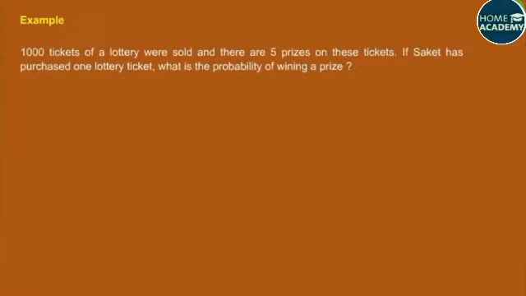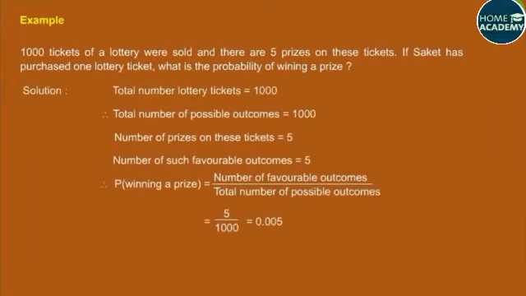1,000 tickets of a lottery were sold, and there are 5 prizes on these tickets. If Saket has purchased 1 lottery ticket, what is the probability of winning a prize? Solution. Total number of lottery tickets is equal to 1,000. Therefore, total number of possible outcomes is equal to 1,000. Number of prizes on these tickets is equal to 5. Number of such favorable outcomes is equal to 5. Therefore, probability of winning a prize equals number of favorable outcomes over total number of possible outcomes equals 5 upon 1000 equals 0.005.